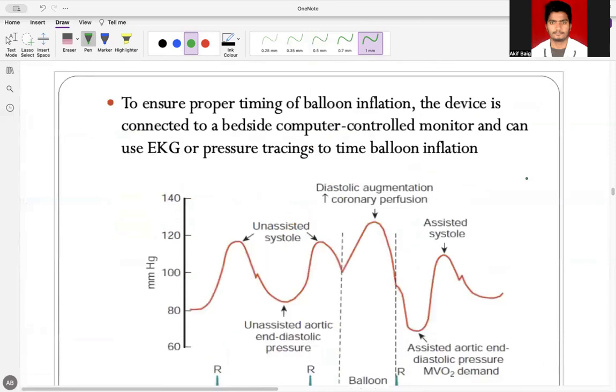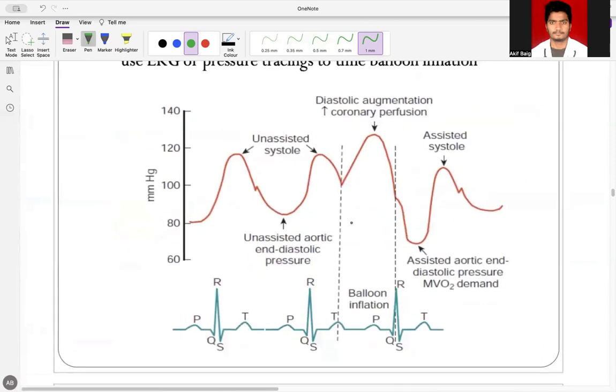You can see here in this patient, the intra-aortic balloon pump is generally synced with the ECG, and it inflates during the diastolic phase, that is from the T wave to the P wave. You can see there is diastolic augmentation and increased coronary perfusion. This is the systole part, this is the usual diastolic part, and you can see the diastolic notch is now getting augmented here.